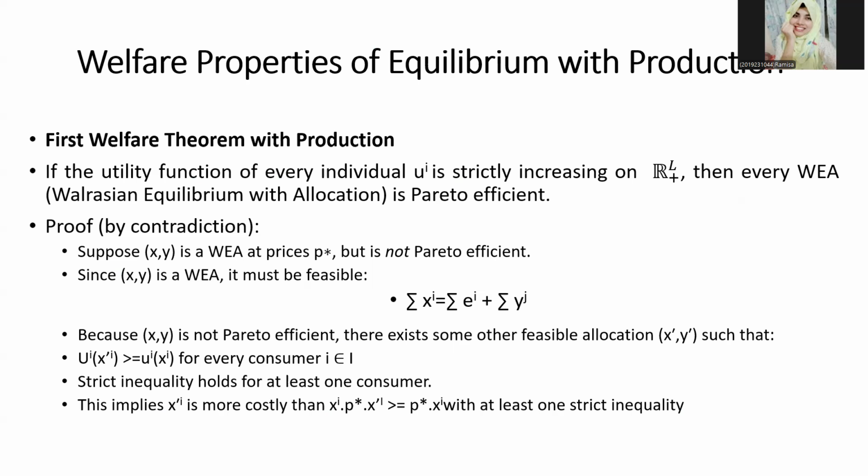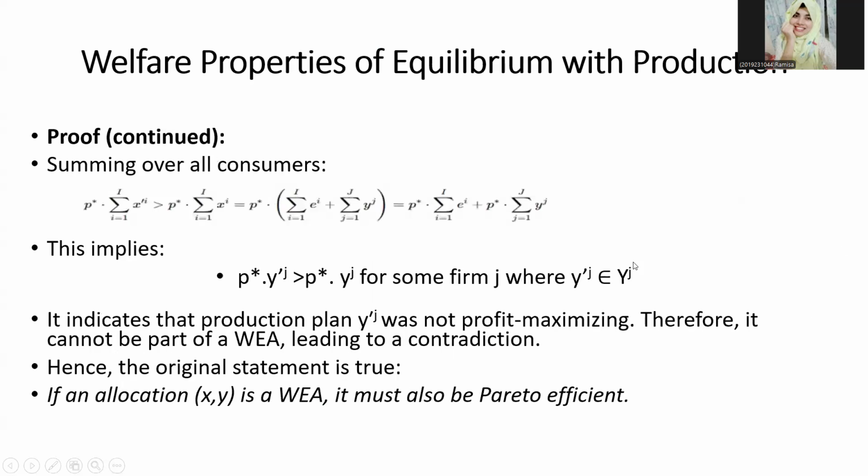Since utility functions are strictly increasing, the better bundle x bar costs more. This means p star times the summation of x_i bar is greater than p star times the summation of x_i. This implies the new production plan y bar yields more profit than the original y. So some firm isn't maximizing profits. Contradiction. In a competitive equilibrium, firms always maximize profits. Conclusion: the allocation must be Pareto efficient. This shows competitive markets align incentives for efficiency.